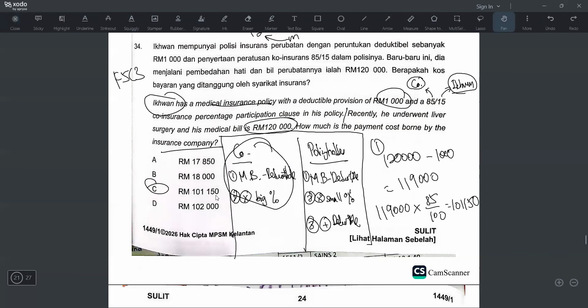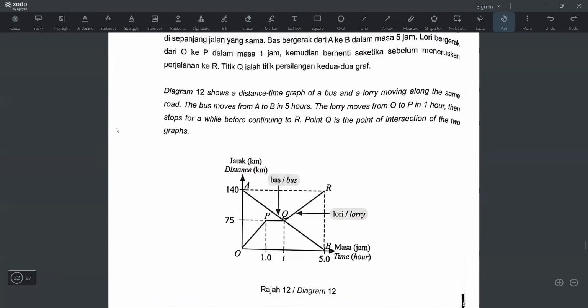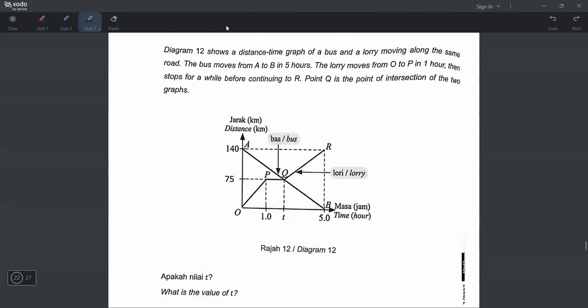Okay, nothing much for me to explain. It's just following the steps. That's all. Okay, 35. This is clearly graph of motion from Form 4 Chapter 7. Let's go, the distance-time graph.